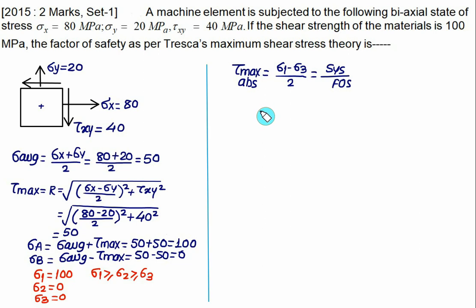The absolute value of the shear is given as (sigma 1 minus sigma 3) by 2. We have sigma 1 equal to 100, sigma 3 equal to 0, divided by 2. We have yield stress in shear, SYS or SSY, equal to 100 divided by factor of safety n. So in this case we have the factor of safety equal to 200 by 100. So we will get a factor of safety equal to 2.